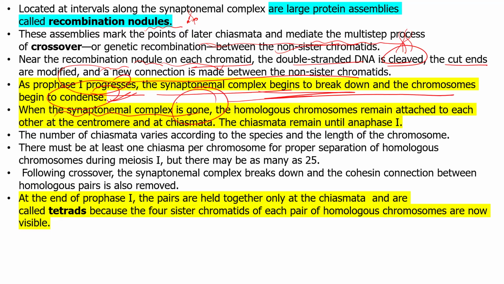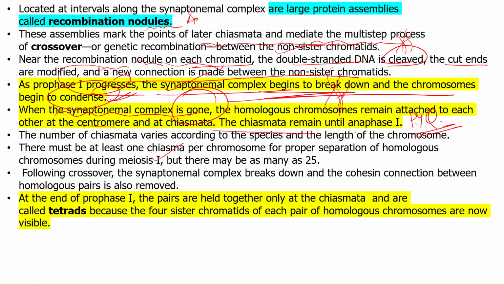When the synaptonemal complex has vanished, when the complex between both partners is gone, the homologous chromosomes remain attached to each other at the centromere, and also at one point, the chiasmata. It is an important point. So when the synaptonemal complex is gone, the homologous chromosomes remain attached at the centromere, always, and at the chiasmata.